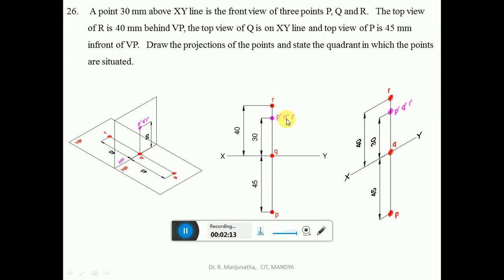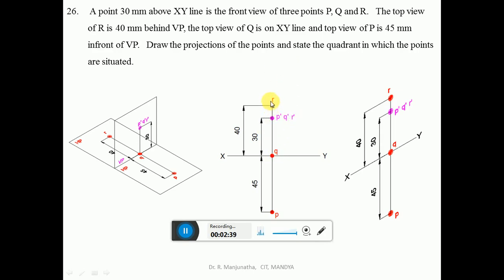Now when you are considering Q, it is above HP and on VP. Since it is on VP, if you take VP, the image will be on HP, so the point will be here. If you take the top view above, then it becomes second quadrant. If you take the top view below, then it becomes the first quadrant. So point capital Q lies in first as well as second quadrant.